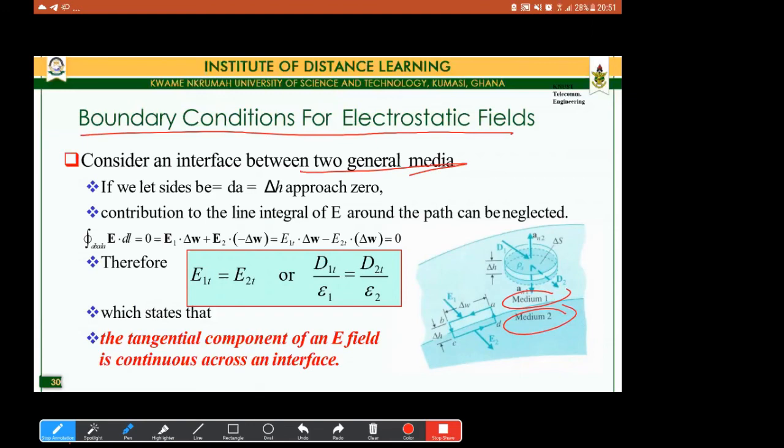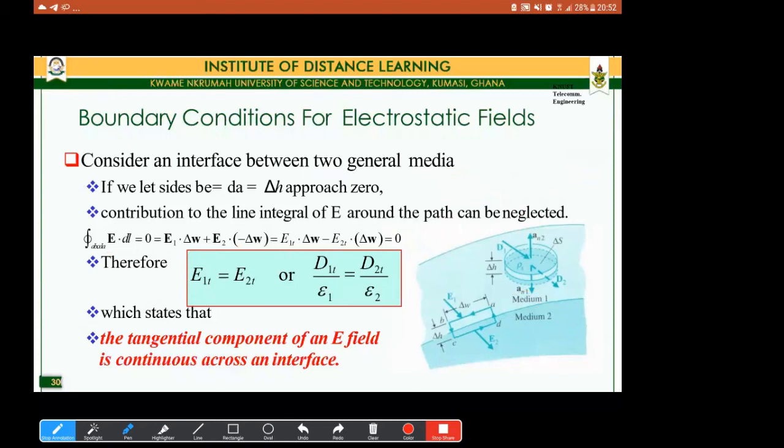Now, because the integral of E dot dl equals zero, then E1 tangential times dw plus E2 tangential dw must be equal to zero. And since they are opposite, as we indicated previously, then E1 tangential dw equals E2 tangential dw. So the dw cancels out, and then E1 tangential will be equal to what? E2 tangential. Now remember, we are not talking about the boundary with a conductor. For a boundary with a conductor, the tangential component is equal to what? Zero. But this is general media. We are in a specific case of conductor and then dielectric.